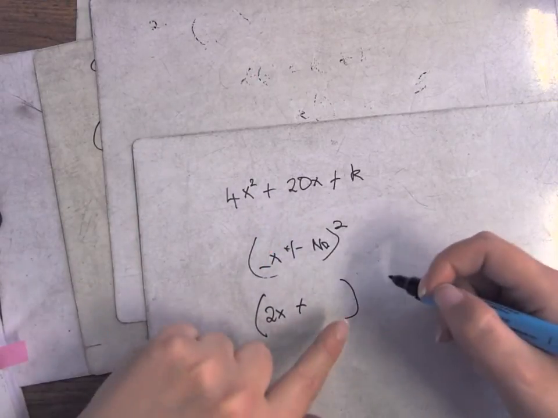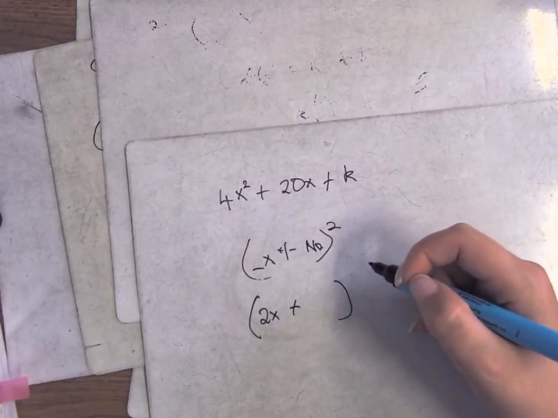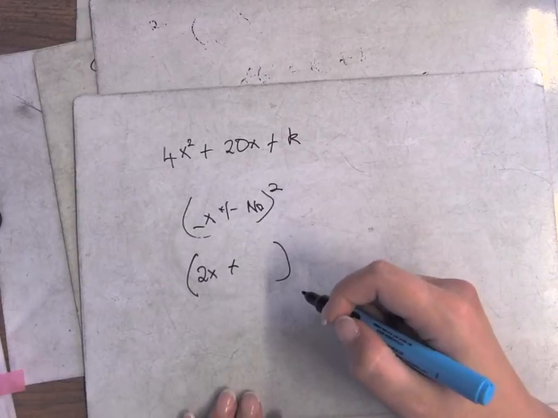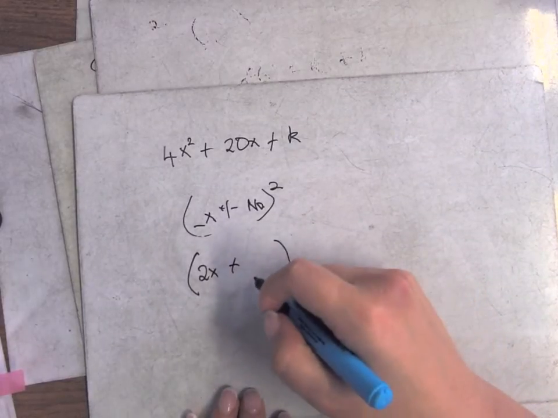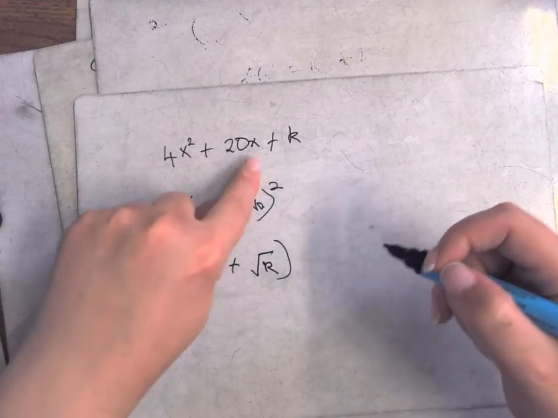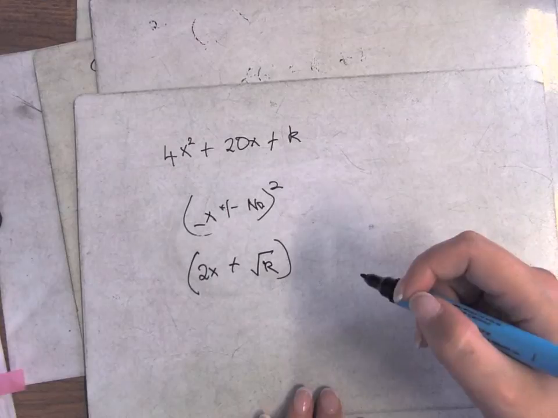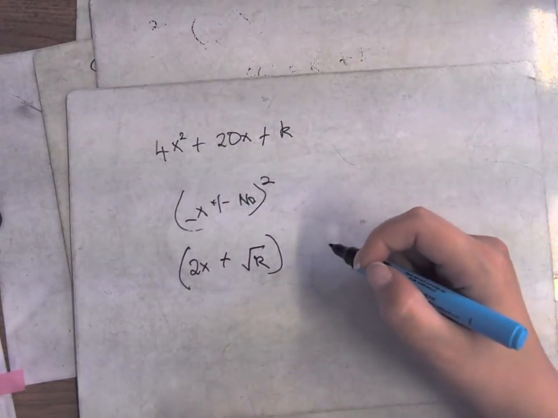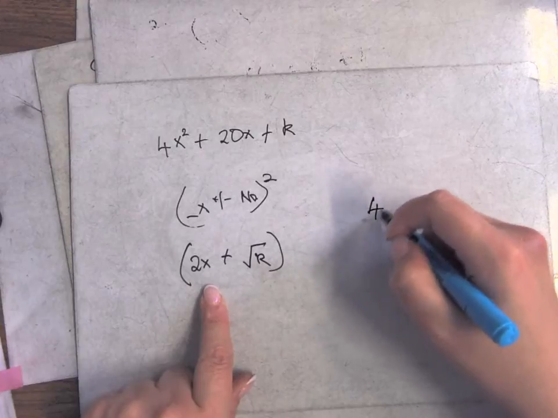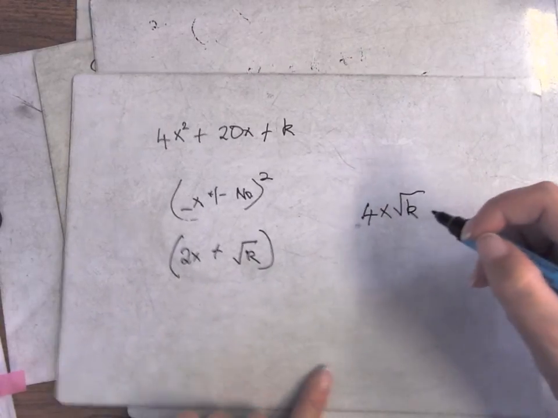Then you square the last. So when I squared the last, I got k. So can anyone suggest what the last would be in terms of k? I squared it and I got k. So what would it be? Square root of k. And then to get the middle term, I do twice the first by the second. Twice the first would be 4x. And 4x multiplied by root k is just 4x root k, yeah?